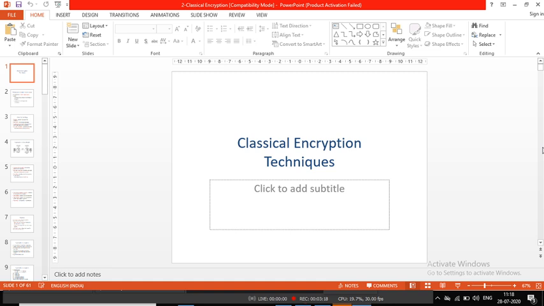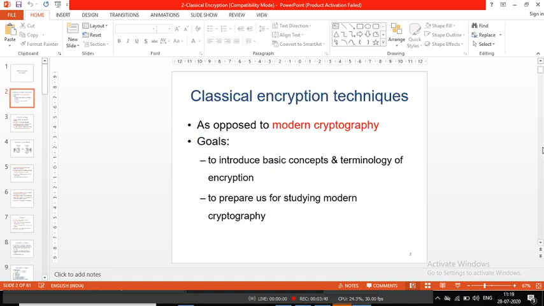But the algorithms are different. From the basic to the advanced algorithms we are going to discuss in our subject, cryptography and network security, right? In the first unit we have some basic techniques for encryption and decryption, that is called the classical encryption techniques. We can divide the classical encryption techniques into two types.